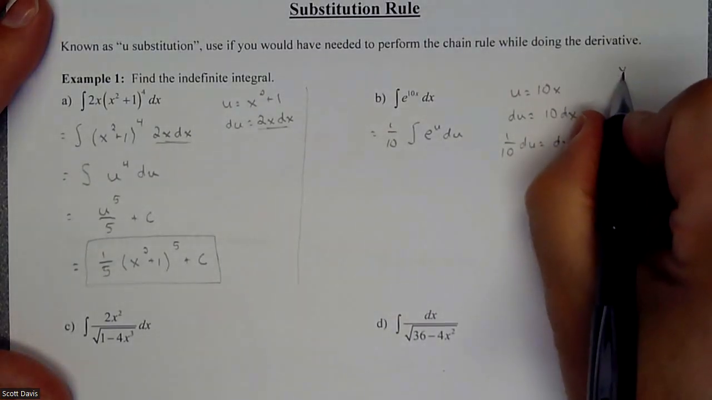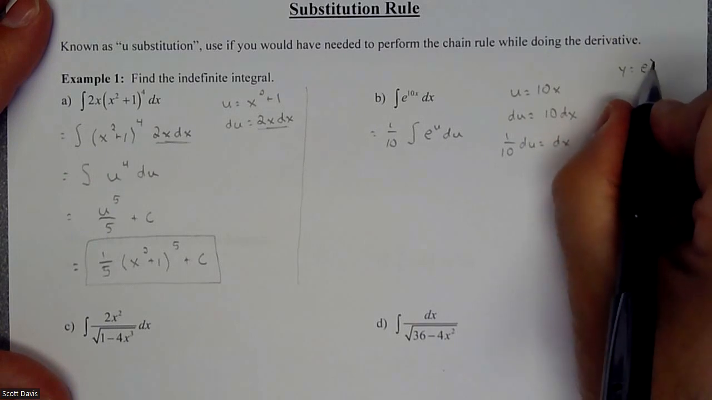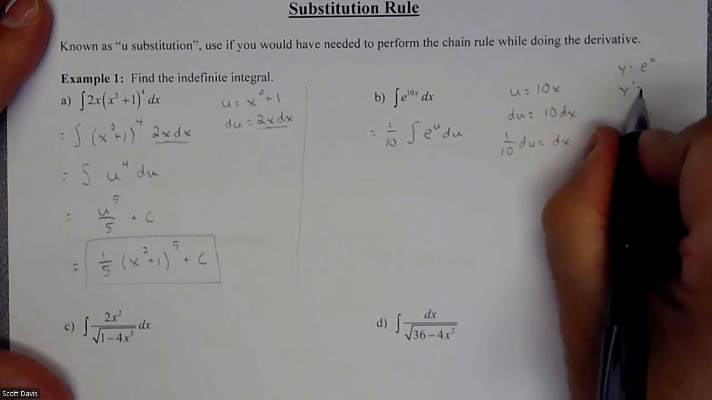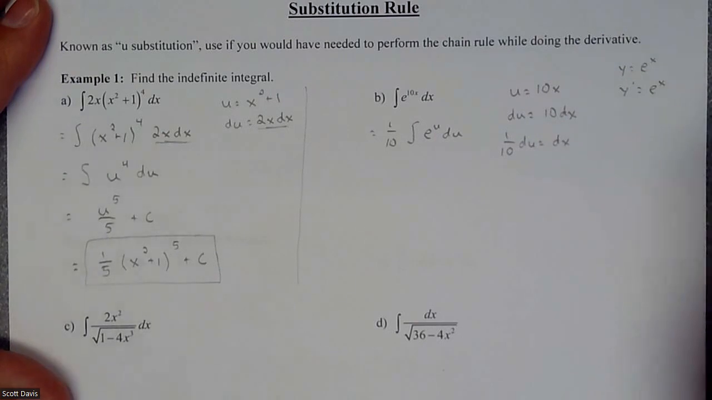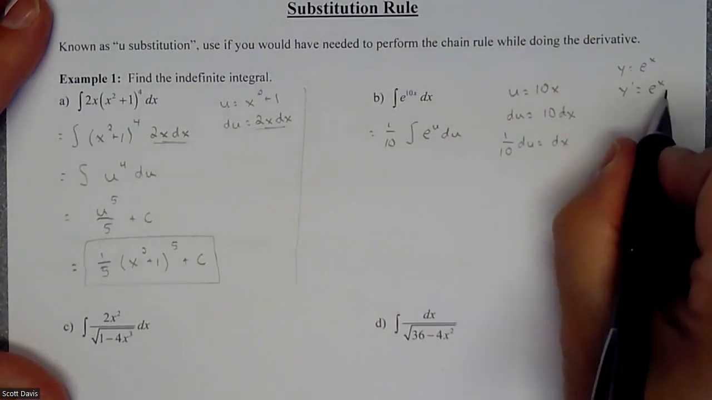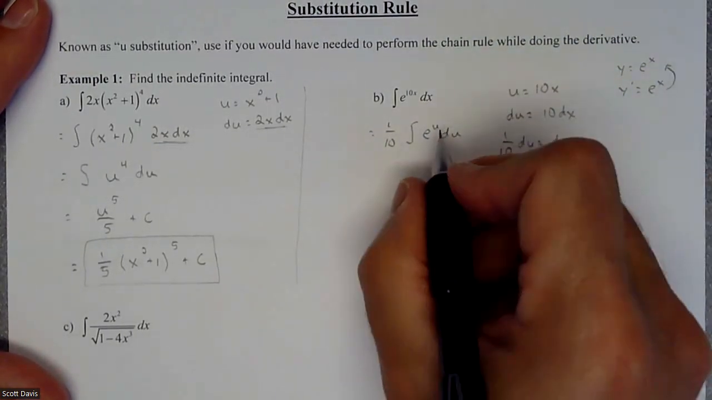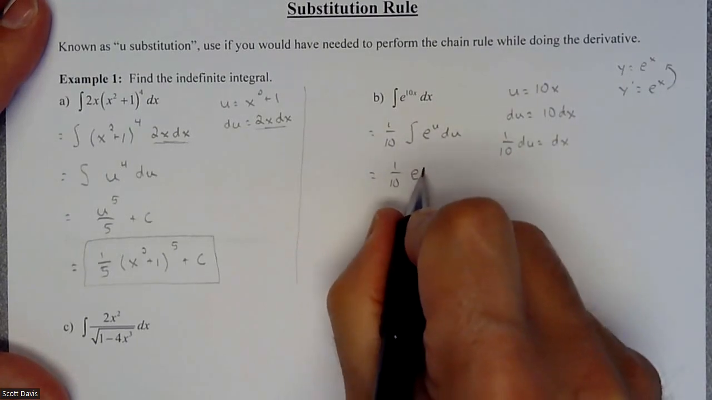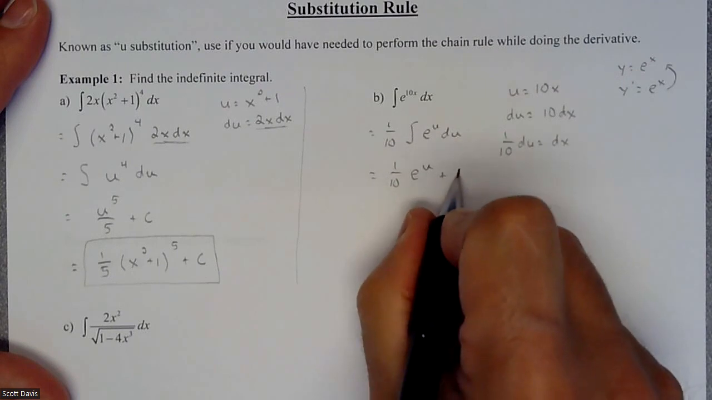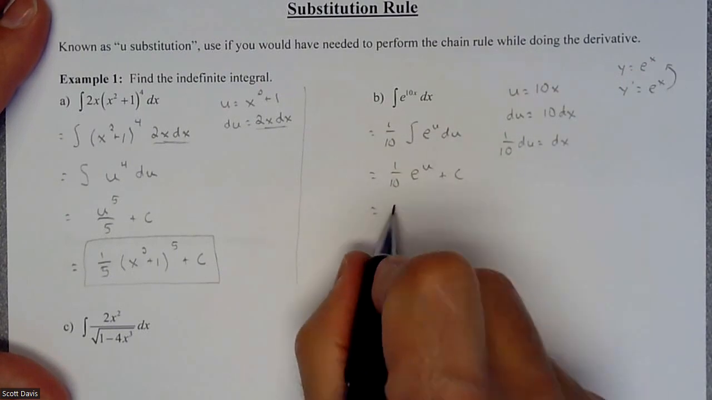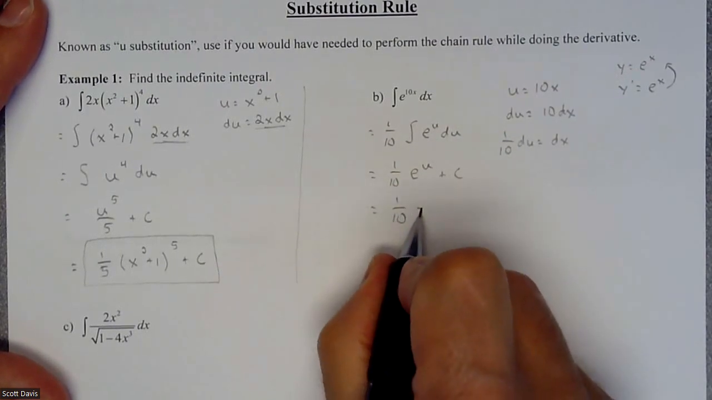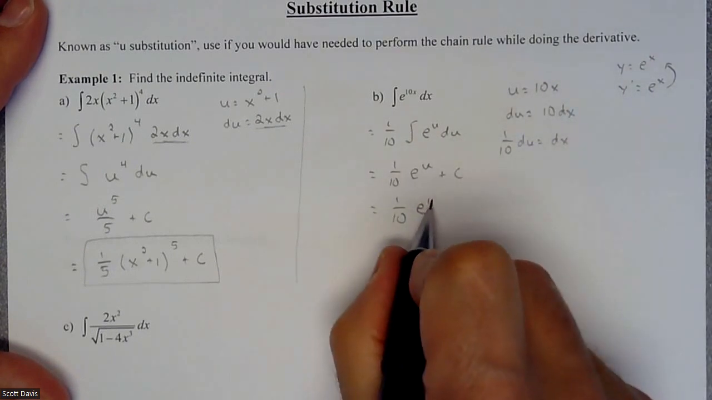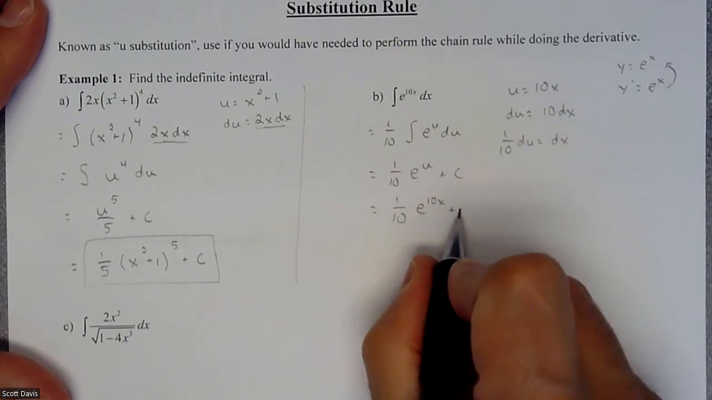If you remember that in general, when you do a derivative of e to the x, the derivative is just itself. So if I'm starting with e to the u when I'm doing the antiderivative, it's just going to be itself. So it's 1/10 e to the u plus c, and then I'll pull the u back in. So 1/10 e to the 10x plus c.